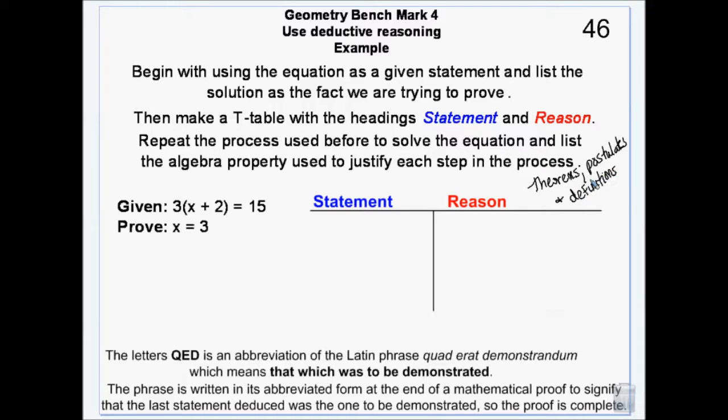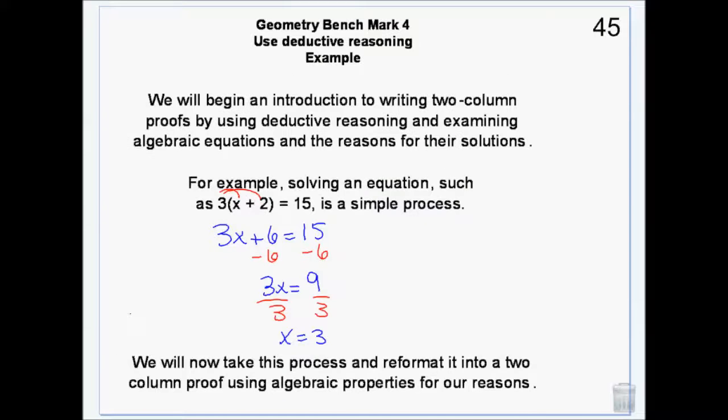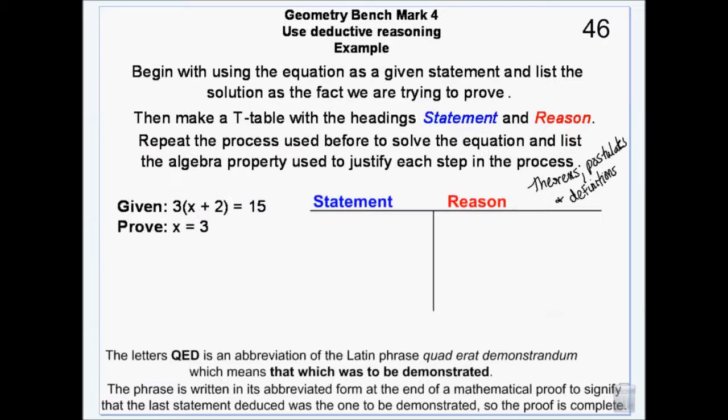Now, if I'm given 3 times x plus 2 equals 15, and I want to prove that x equals 3, I essentially am going to write the same steps as I did in the equation, but all those steps that I had in red, the things I was actually doing, we leave out. So the first statement in any proof is always what you were given. You always write down every bit that you were given.